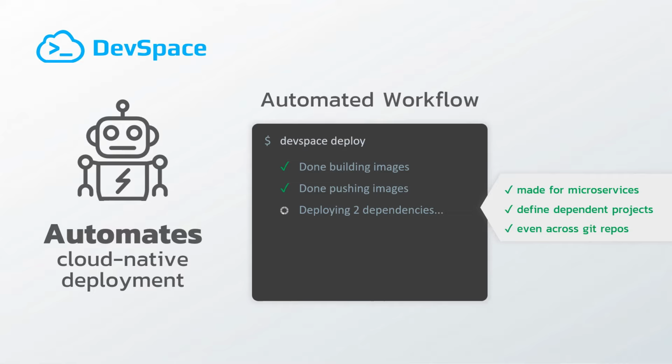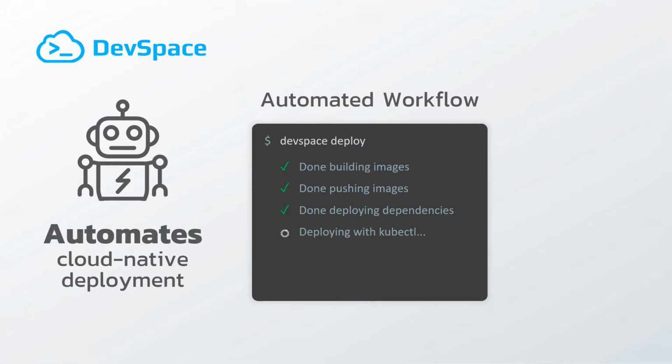In a microservice world, most applications depend on other services to work correctly. That's why DevSpace allows you to define dependencies between different projects, even across multiple Git repositories. After resolving the dependencies for a project recursively, DevSpace deploys all dependencies in a bottom-up fashion. That means that after all dependencies are up and running, DevSpace will continue deploying the project you are currently working on. DevSpace supports many types of deployments, including Helm charts, plain Kubernetes manifests, as well as deployments with Kustomize.